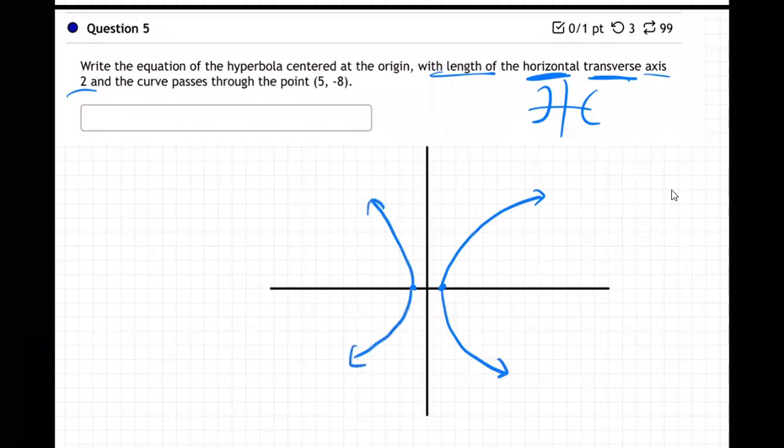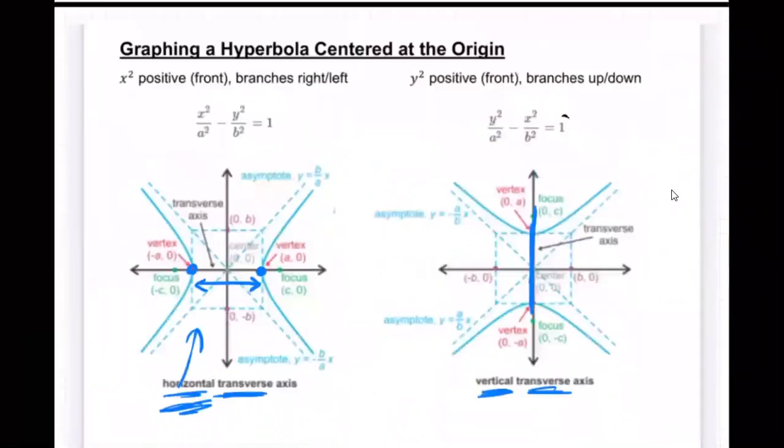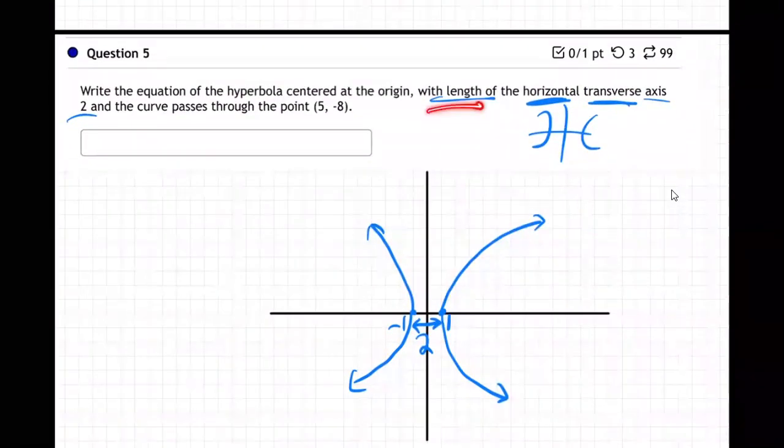Wait, how did I know that? Because this axis is 2, which means it's over 1 and back 1, a width of 2. Let's take a look right here. The transverse axis is like from here to here. From there to there is the transverse axis. You see that? That's the width of that axis. So on this one, they're telling us the length, or the width, what do you want to call it, of the horizontal transverse axis is 2. That means this is 2. So it must be right 1, left 1. Okay.